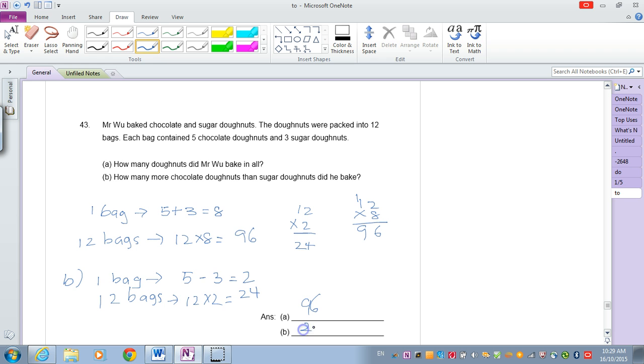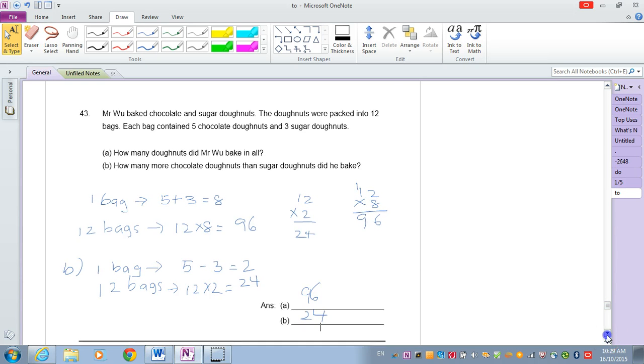Alright, now some of you may have a different solution. You may find the total number of chocolate donuts and the total number of sugar donuts, and you use the chocolate donuts to subtract the sugar donuts to find how many more, and it will still give you an answer of 24, and that's okay. That is also correct. Alright, now let's move on to question number 44.